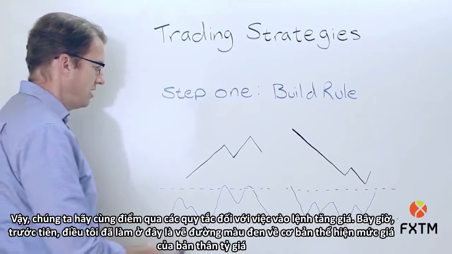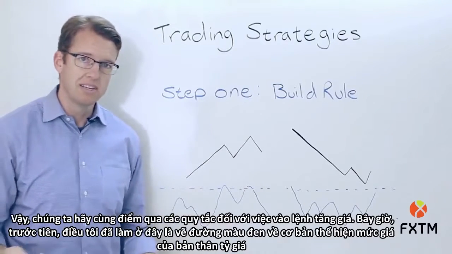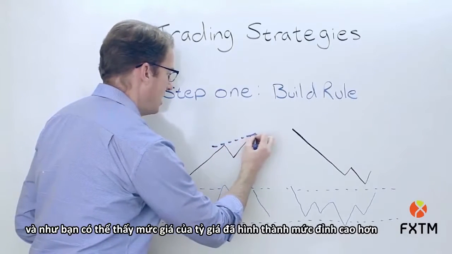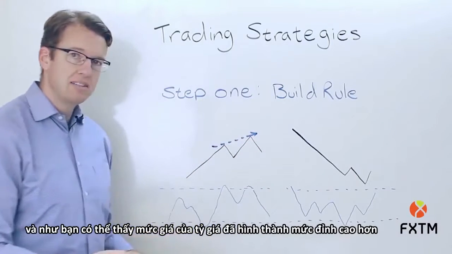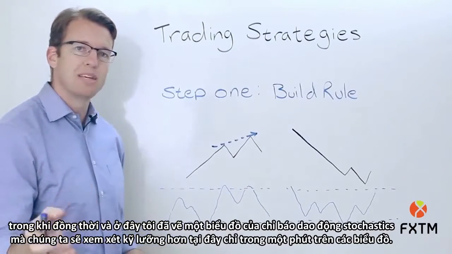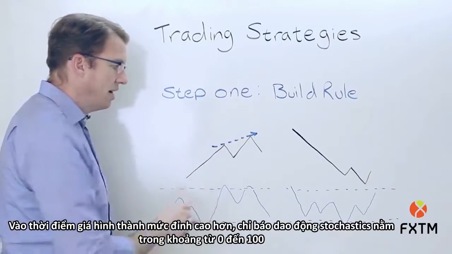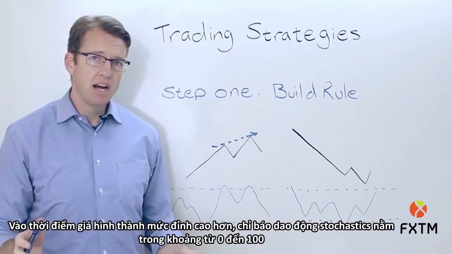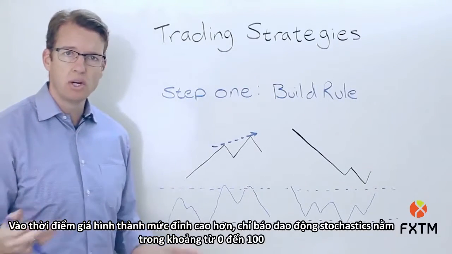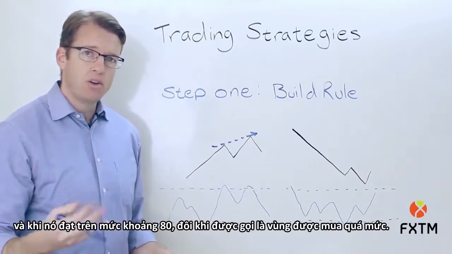Now, initially, here what I've done is I've got the black line here that represents the price, so the exchange rate itself. And as you can see, the price of the exchange rate has been forming higher highs, while at the same time, and here I've drawn a diagram of a stochastics oscillator, which we're going to take a much closer look at in just a minute on the charts. At the same time that the price has been forming higher highs, the stochastics oscillator, a line that ranges between 0 and 100, when it gets above about 80, that's sometimes called an overbought region.